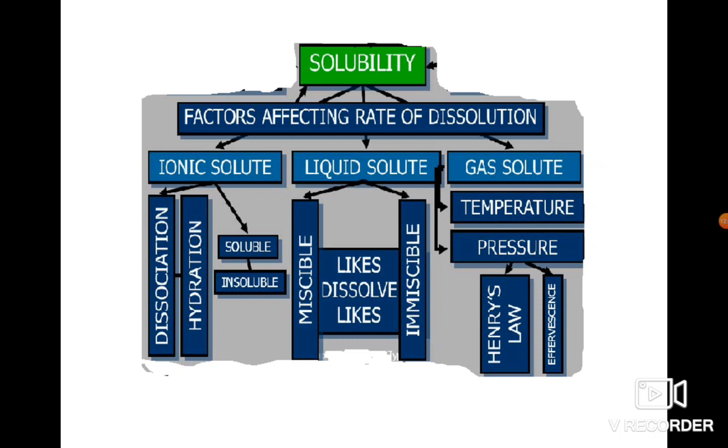Liquid solute. There are 2 types of liquid solutes: miscible and immiscible. If we mix water into alcohol, or alcohol into water, it dissolves properly and makes a miscible liquid. In the example of water and petrol or oil, there are 2 separate layers, 2 separate phases, that is called immiscible. Next is gas solute. The solubility of gases is mainly affected by temperature and pressure, and it is explained by Henry's Law.